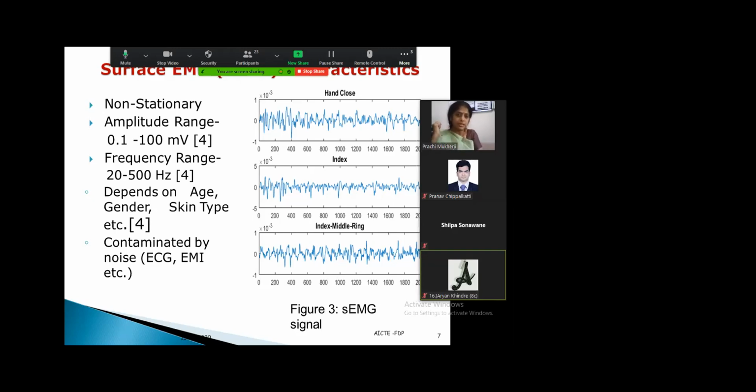As you can see, these are in the PPT. You can see hand close. This is a movement: hand close, index, then index middle ring. So this is how the signal looks. This is the EMG signal, for those who might be new to this area.